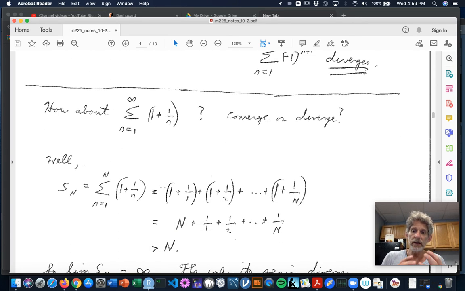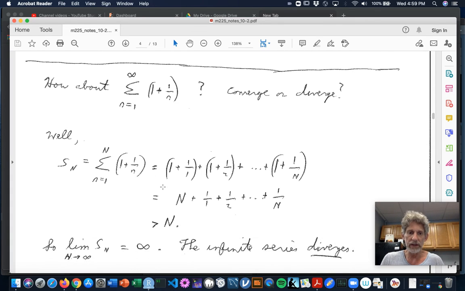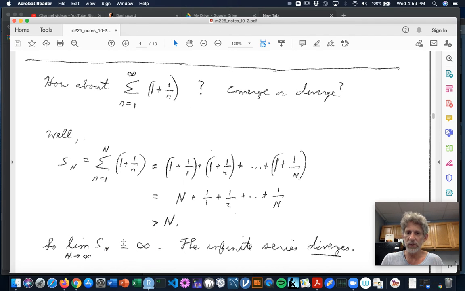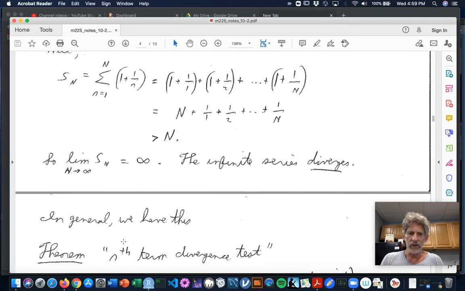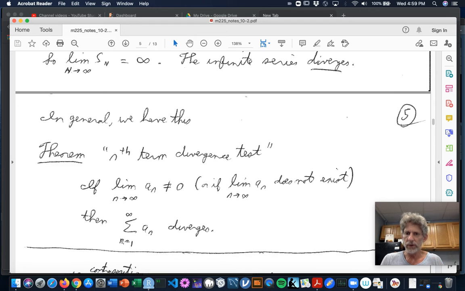But the limit was not 0. You were adding on numbers that are getting closer and closer to 1, so it's like you're adding on more and more ones. And that made that sequence of partial sums go to infinity. So it seems like we've got this. In fact, you could prove this quite rigorously, and they try in the book.